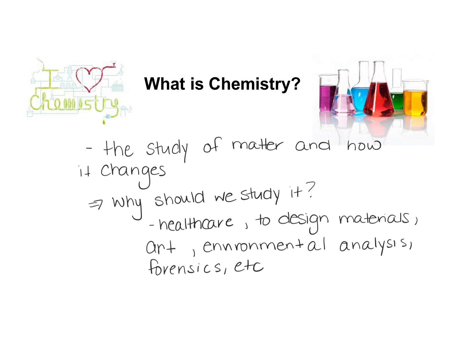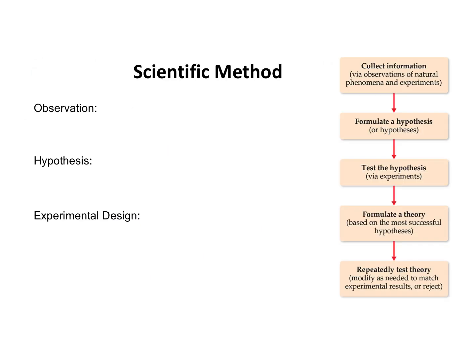So chemists and all scientists really use the scientific method, and so that's where we're going to start with our introduction here to chemistry. So the scientific method, when we think about this, I really like this flow chart here. What we do is we collect information, and we do this by making observations and doing experiments. We formulate a hypothesis, right? We test the hypothesis with experiments, and then we formulate a theory based on the most successful hypotheses, and then we repeatedly test that theory.